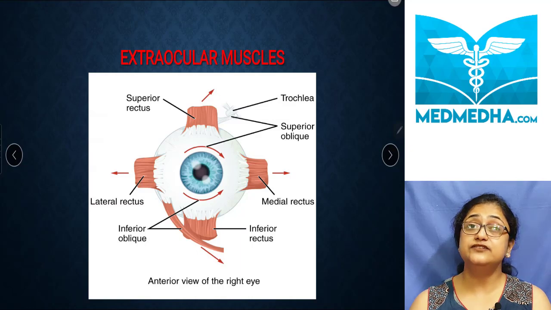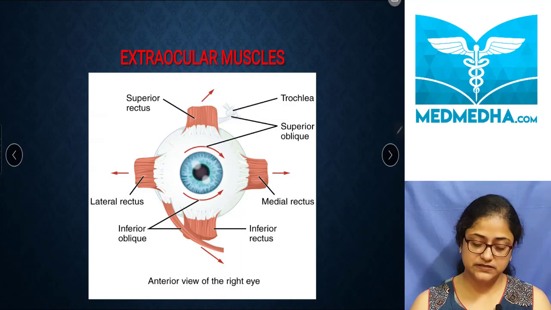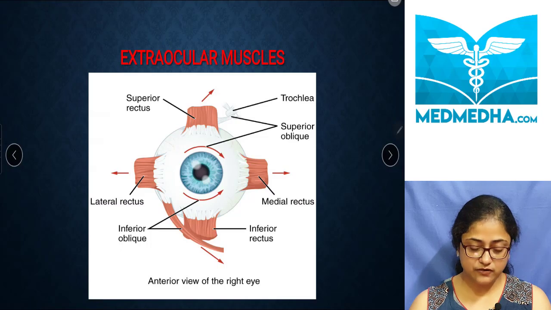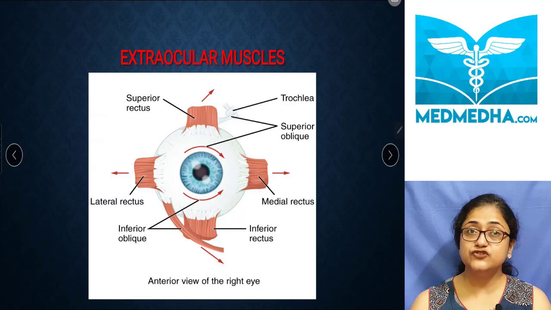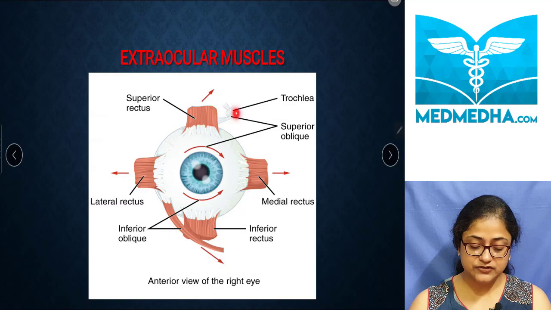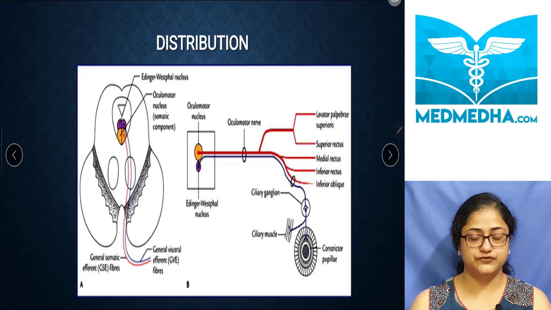Now, let us see the distribution, that means what muscles are supplied by the oculomotor nerve and which division. Before we go to that, this is a picture of the eyeball where I have shown all the 6 extraocular muscles. You have the 4 recti, the superior rectus, the inferior rectus, the medial rectus and the lateral rectus, and you can see the 2 oblique muscles. This is the superior oblique muscle, this is the inferior oblique muscle. Now, let us move on to the distribution.